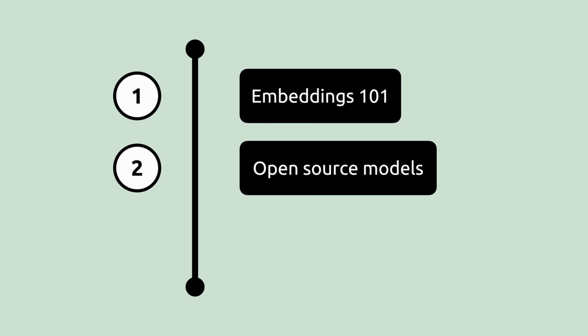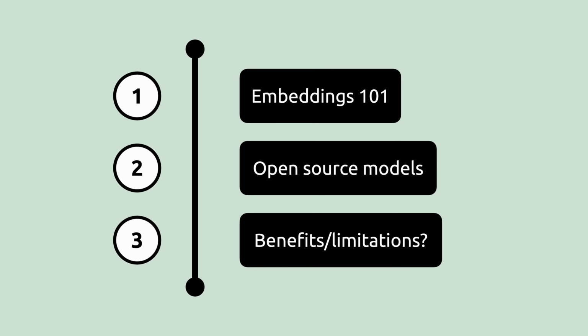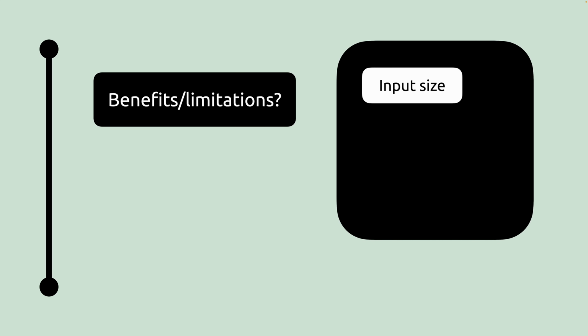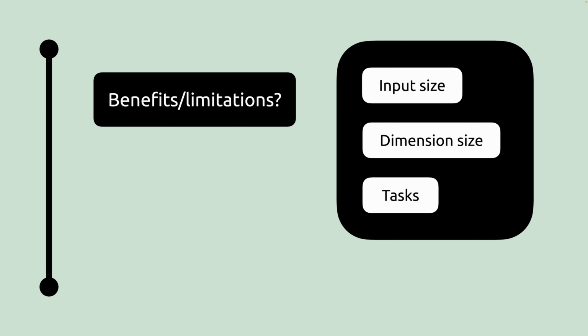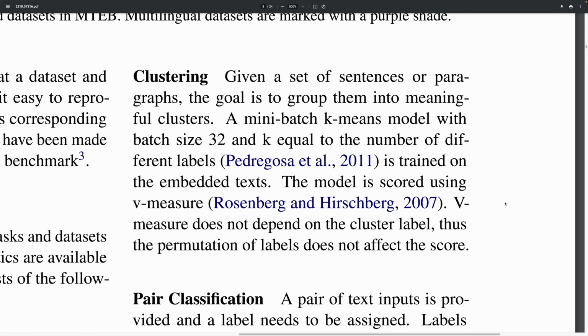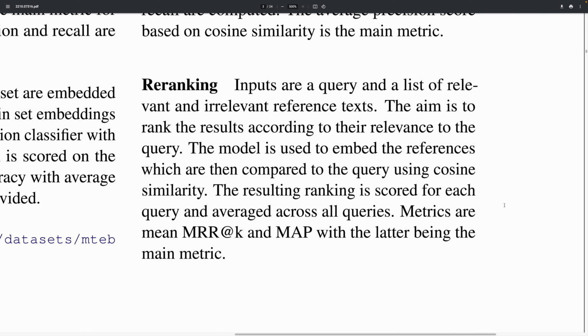We'll find out that each embedding model actually has some benefits over other embedding models for different use cases, such as the input size limits, the dimension size outputs, which models are designed for different types of tasks. And that's right, embeddings actually can be used for many different purposes. I think a lot of people today use them for search, but there's things like clustering, classification, re-ranking, retrieval.